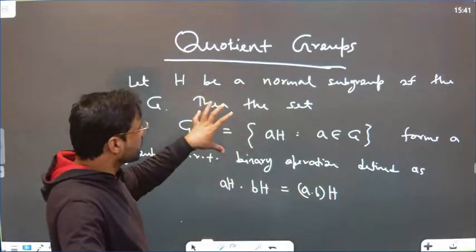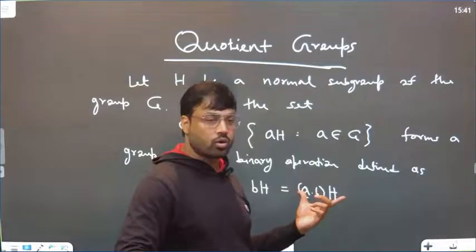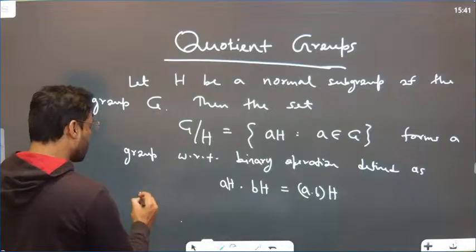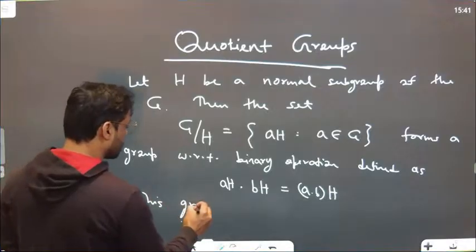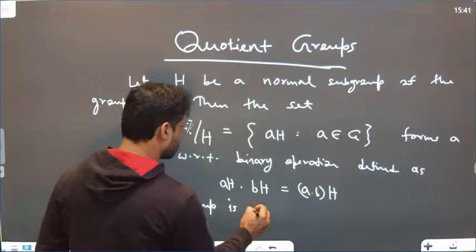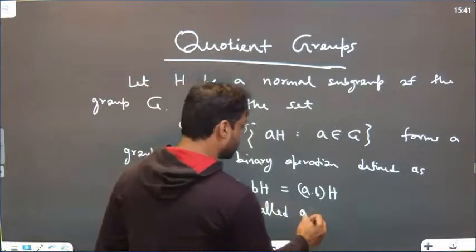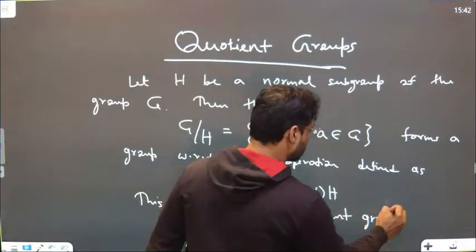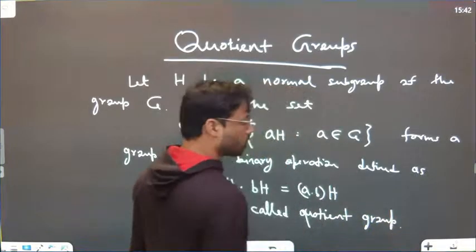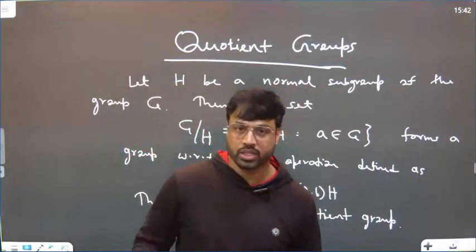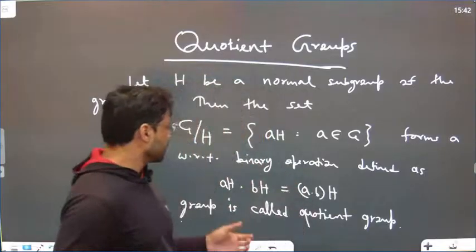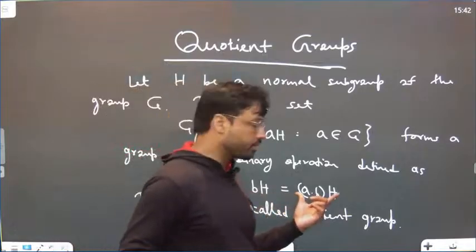So this set forms a group with respect to the binary operation, and this group is called the quotient group. You will see that it satisfies all the conditions of a group: closure property, associative law, existence of identity, and existence of inverse. Then only will it form a group with respect to the given binary operation.